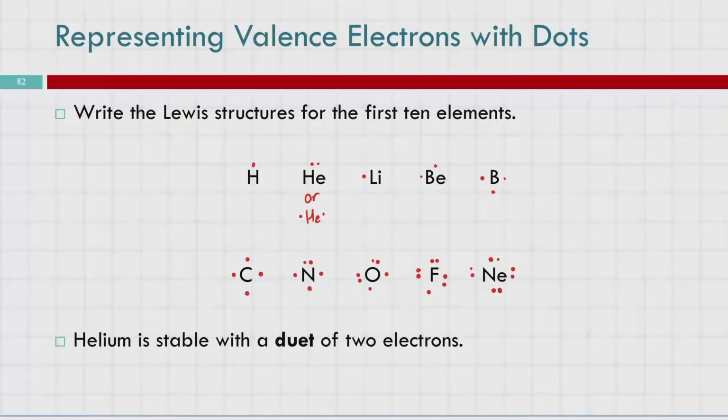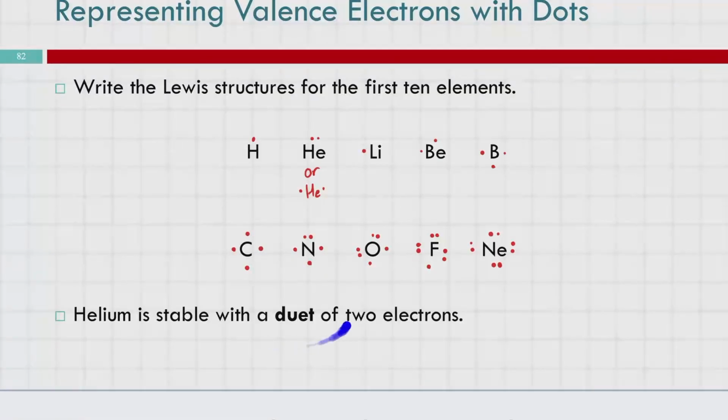Lewis structures. Do we have questions about any of those? I'm hopeful that this is something that all of us can do pretty much right off the rip, right off the get-go, right off the bat. Helium notably is stable with a duet, 2 electrons. So it's chill. It's happy with 2.